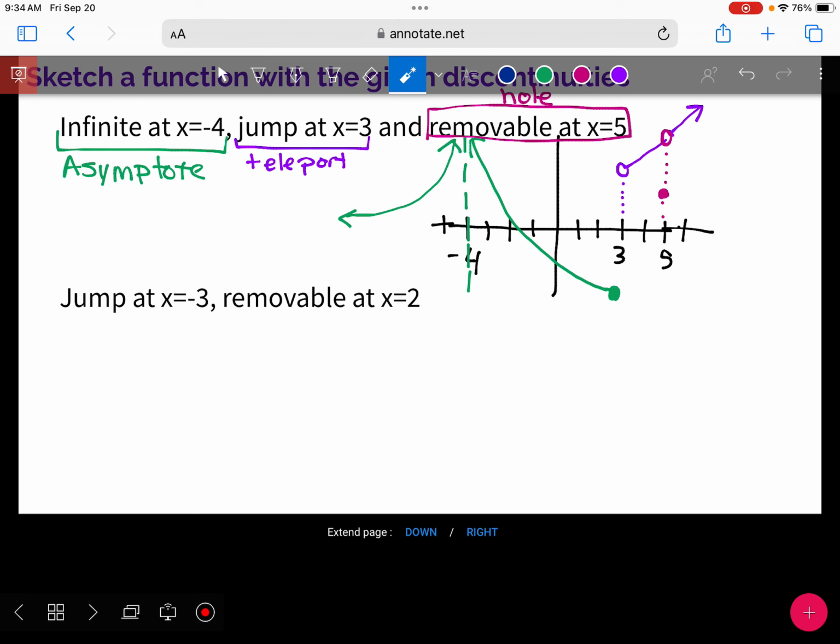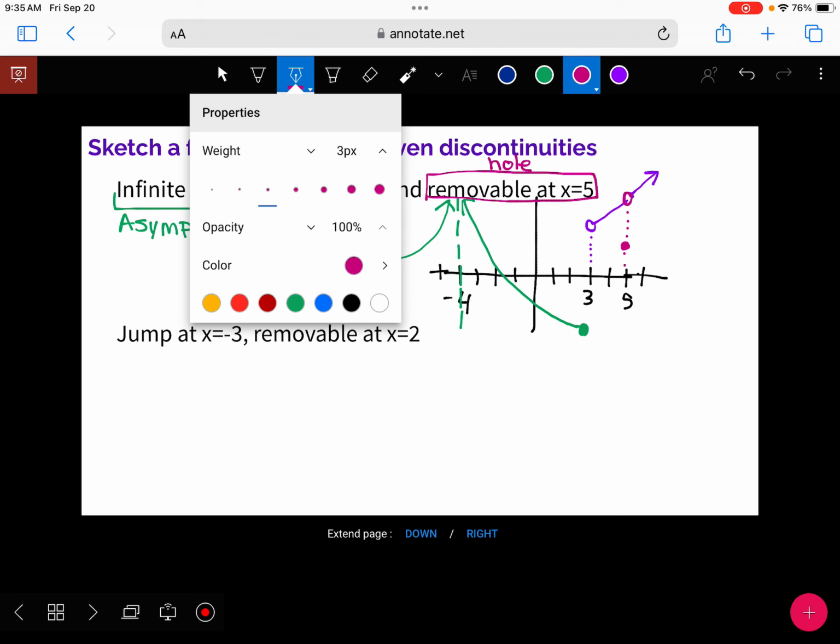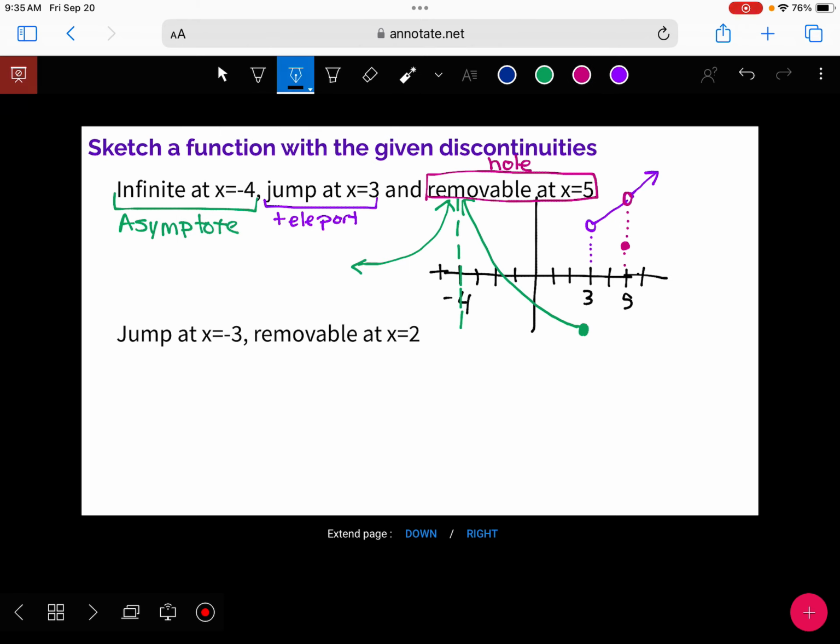So then we're going to do another sketch here. Separate thing. This is a whole separate sketch. We're going to do a jump discontinuity at -3 and a removable discontinuity at 2. So I'm going to give myself another little faux graph. I need to go 1, 2, 3, -3, 1, 2. When you're doing sketches, we only really need to have some information. We don't need a full graph. But if you want to do it, you absolutely can.